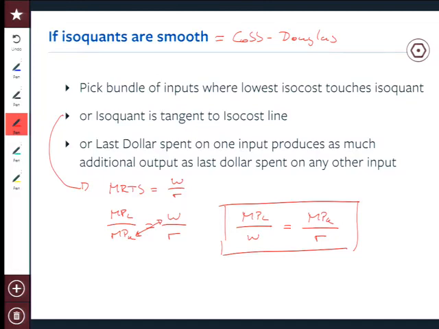So you're minimizing costs where the last dollar spent on labor will get you the same additional output as that same dollar spent on capital. Right? That's got to be the optimal. If that weren't true, if you would get more additional output out of a dollar spent on labor versus capital, you should hire more labor. If the converse were true, you should hire more capital.